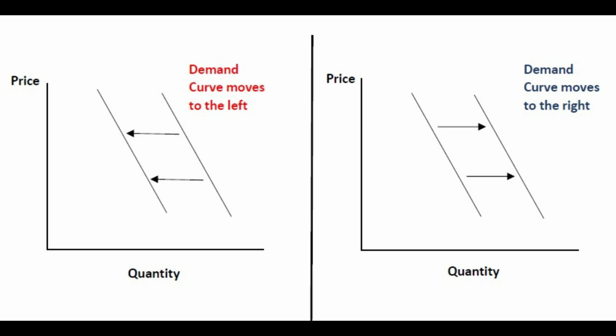As a consequence, think about it. Which way is the demand curve going to move, left or right? The answer is to the right, because more people are going to be willing and able to buy that product at any given price, simply because the product is more visible and therefore it's more desirable.